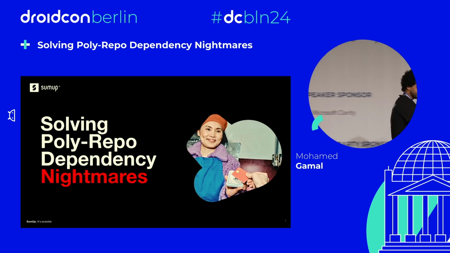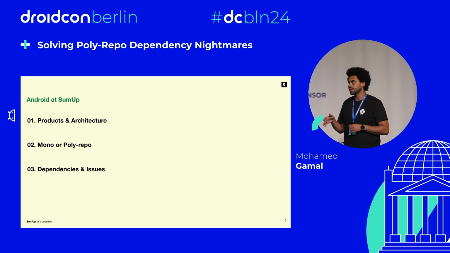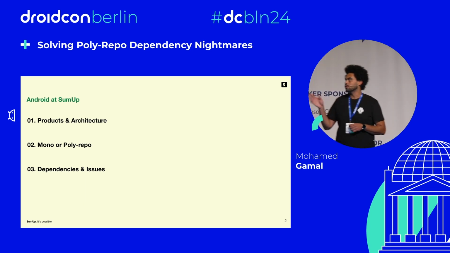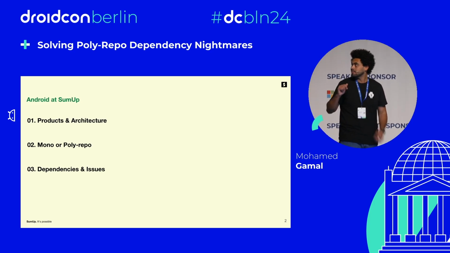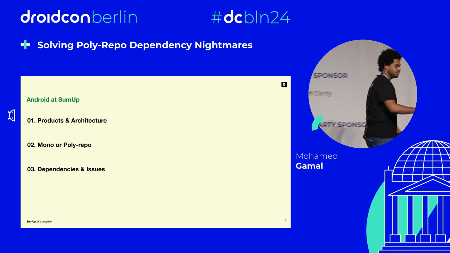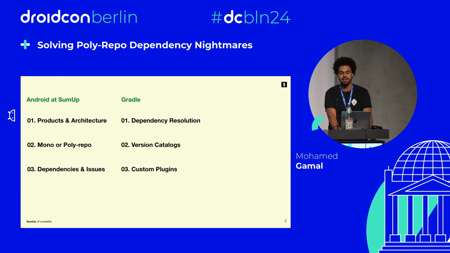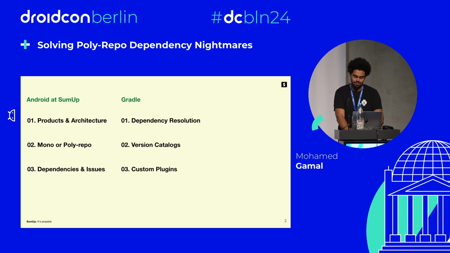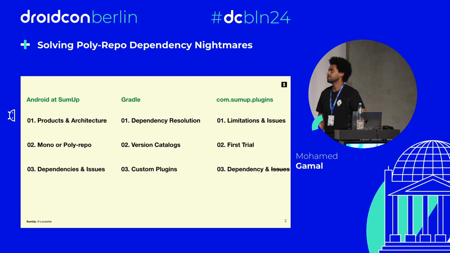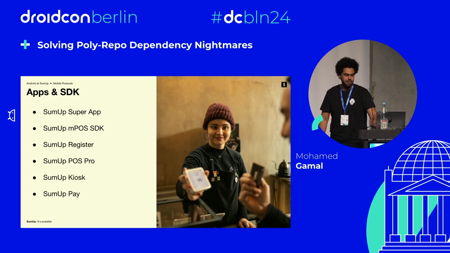And the agenda is, first there is a little bit of introduction about Android at SumUp. So we go through our mobile products, the architecture. Then we talk a little bit about mono and poly-repo patterns and the dependencies and issues we have. That's not all. That's why I reminded you about coffee. Then we talk about Gradle and the dependency resolution, version catalogs, custom plugins, and finally, com.sumup.plugins. No time to waste more. Let's go. So Android at SumUp.